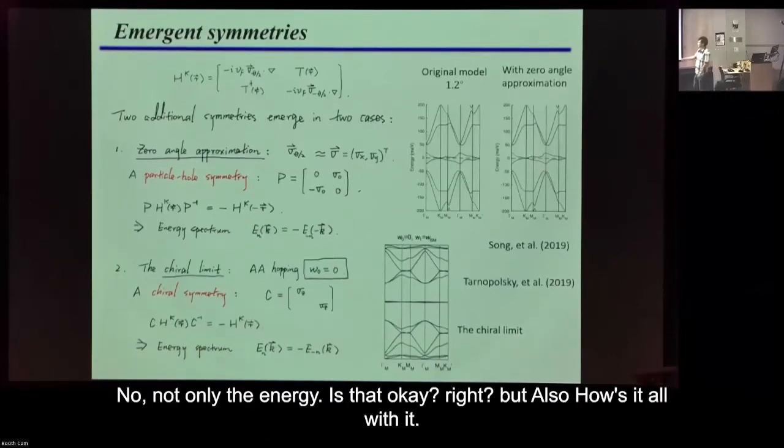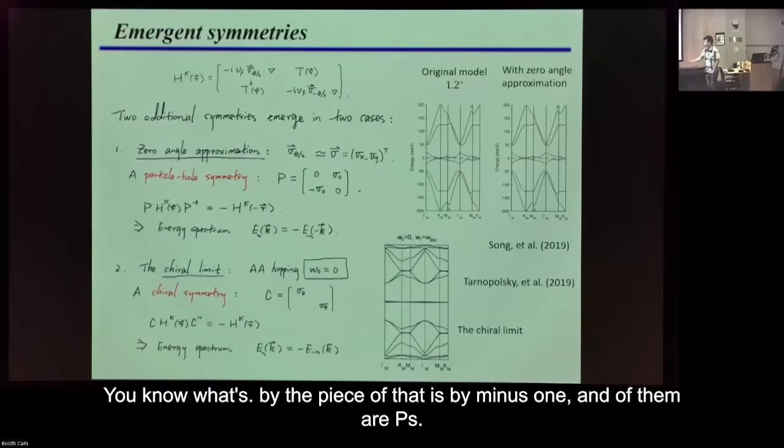This indicates another symmetry, which is the chiral symmetry. It's very simple. It just multiplies the sublattice by minus one, and it flips the Hamiltonian without flipping the momentum or position. So in some sense, C is a local operator. It doesn't flip r, but P is non-local. It flips the position.